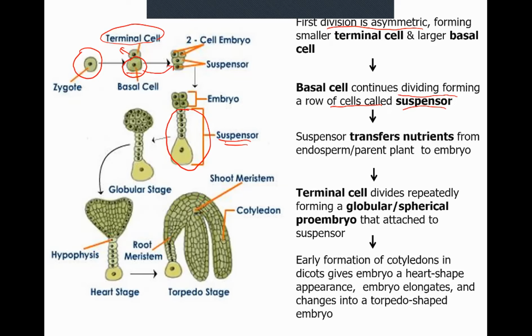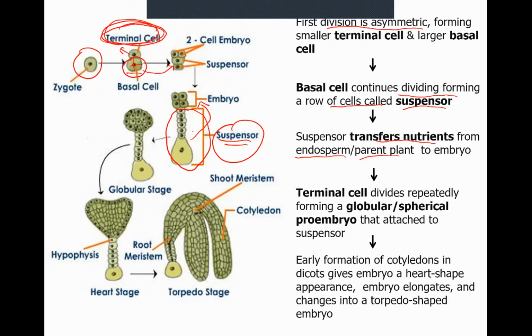Alright. Okay, what is the function of suspensor? Maknanya basal cell ni divide 2 cell, 4 cell and so on. So jadilah dia suspensor. Okay, what is the function of suspensor? Suspensor transfers nutrient from the endosperm or from the parent plant to the embryo. Okay, mana datang embryo ni? Embryo ni datang daripada terminal cell. So suspensor provides nutrient to the embryo.